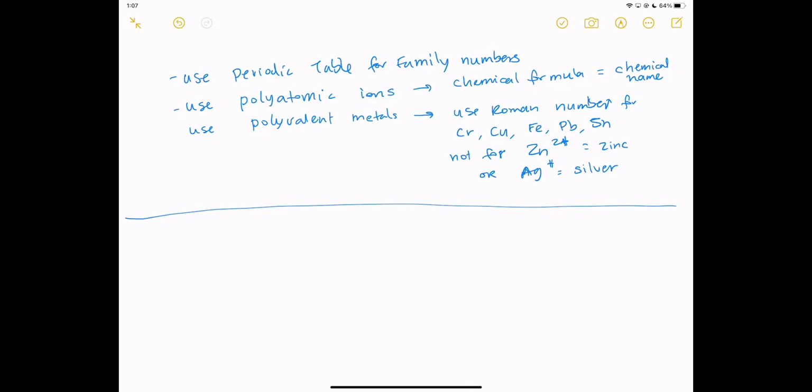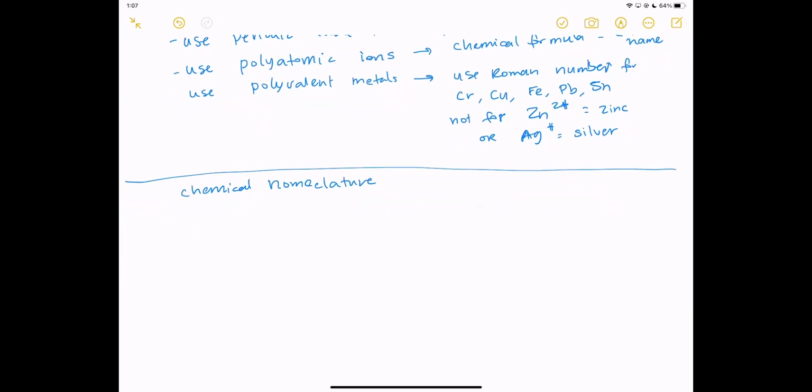So this process of chemical nomenclature is writing chemical formulas and writing chemical names. It starts with understanding that you have different compounds. Okay, so you have all different compounds. And there are two main categories, two main classifications of compounds. You have compounds that are ionic, and then you have compounds that are covalent.